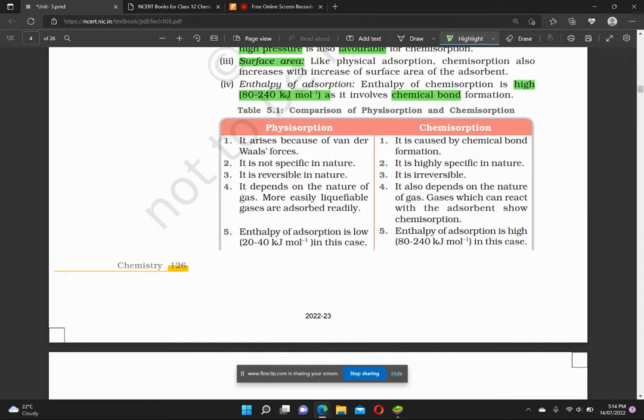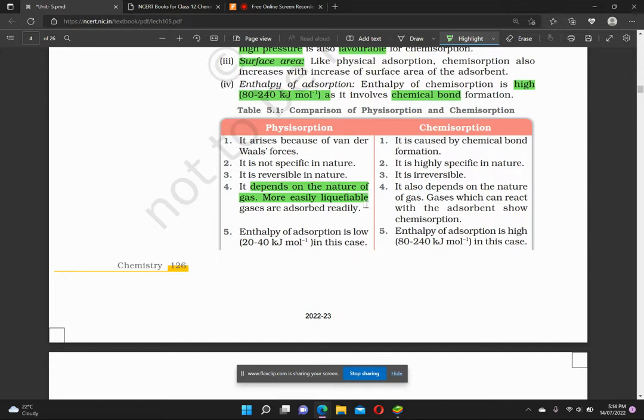Now coming to comparison of physisorption and chemisorption. Physisorption arises because of van der Waals forces, we know this. Chemisorption, chemical bond formation. You don't need to underline, we know this. Physisorption is not specific in nature, chemisorption is highly specific in nature; it is reversible, it is irreversible. It depends on the nature of gas. So you can just underline this. Depends on nature of gas.